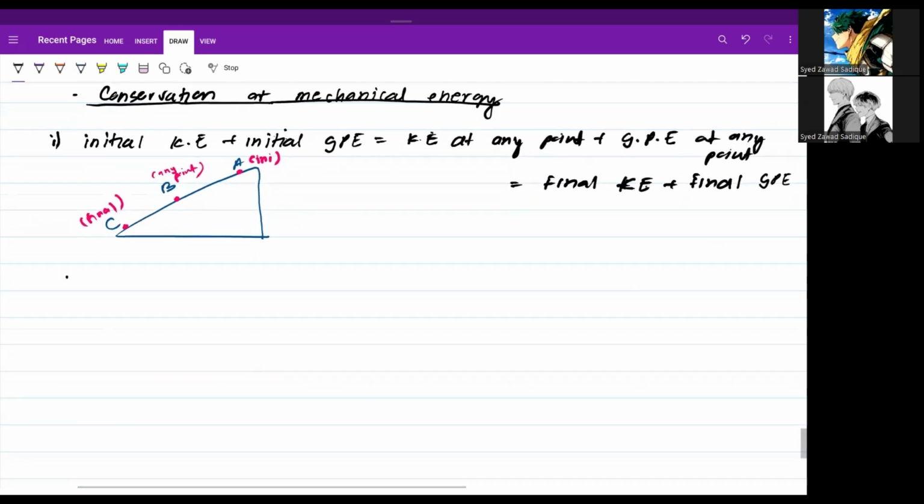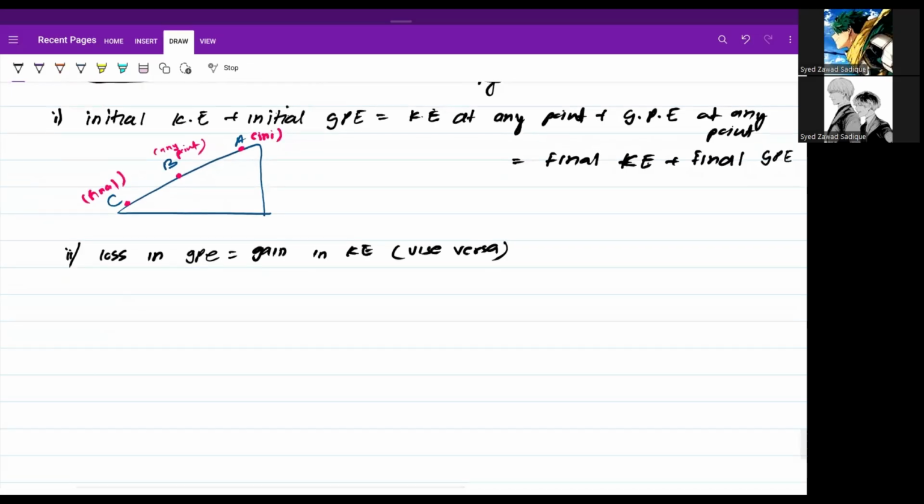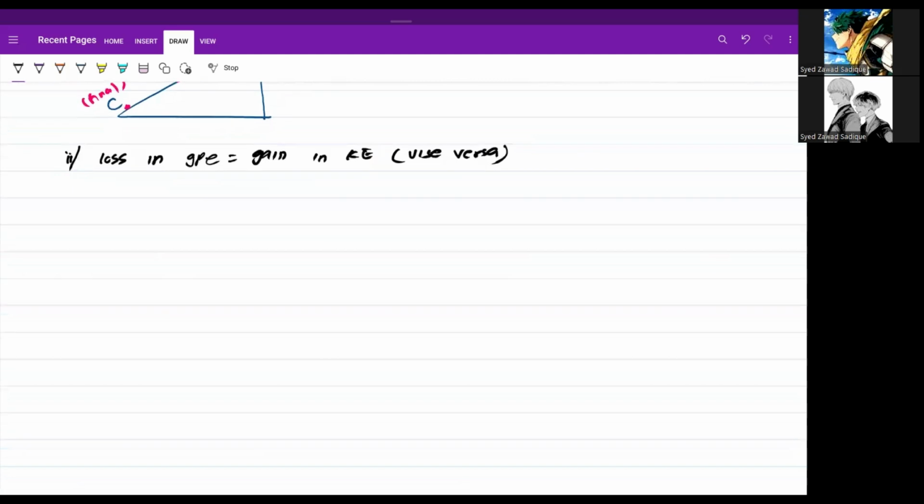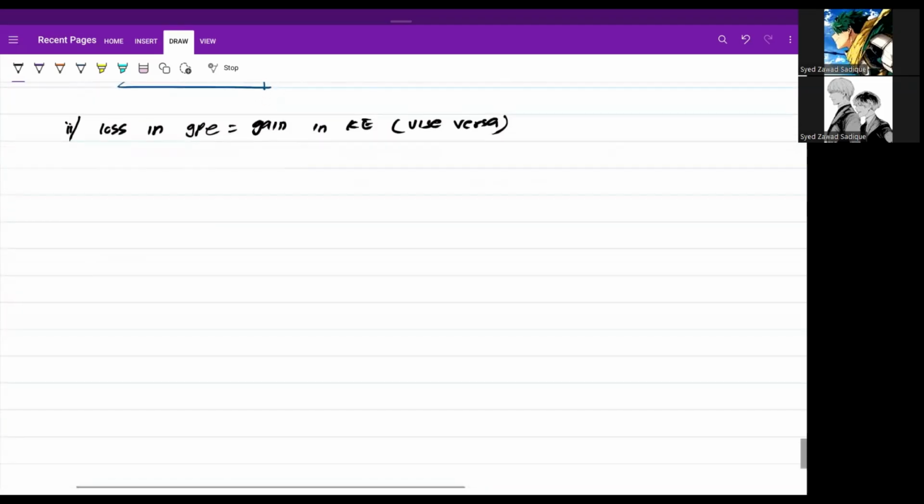This chapter also makes me include this: loss in GPE is equal to gain in KE, and vice versa. I know a lot of people are mad, like, why am I repeating some points? Guys, I'm really sorry, but this video is for everyone, so I don't want to miss out anything. I know most of it is common sense, and you guys will figure it out, but still, I like to be safe. Okay, two more minutes for this chapter.